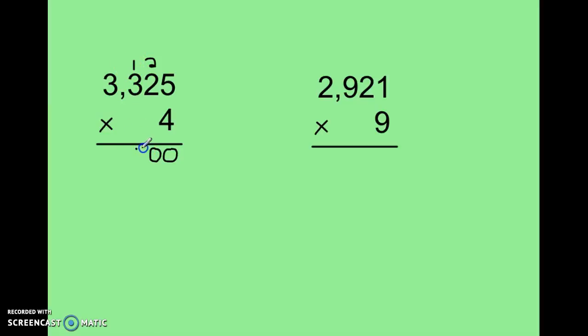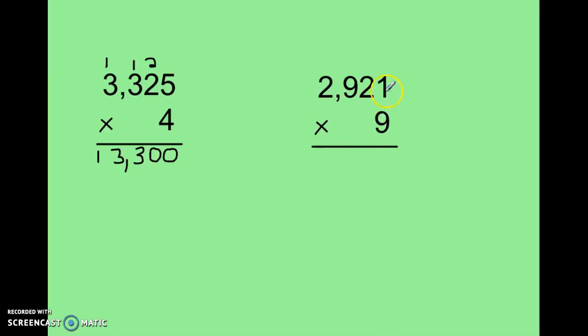Again, a trick to this is to make sure you keep things lined up. See that it's still in line there. Okay. And then I do my thousands. 4 times 3 is 12, plus 1 is 13. So I end up with 13,300. Let's do one more together here.